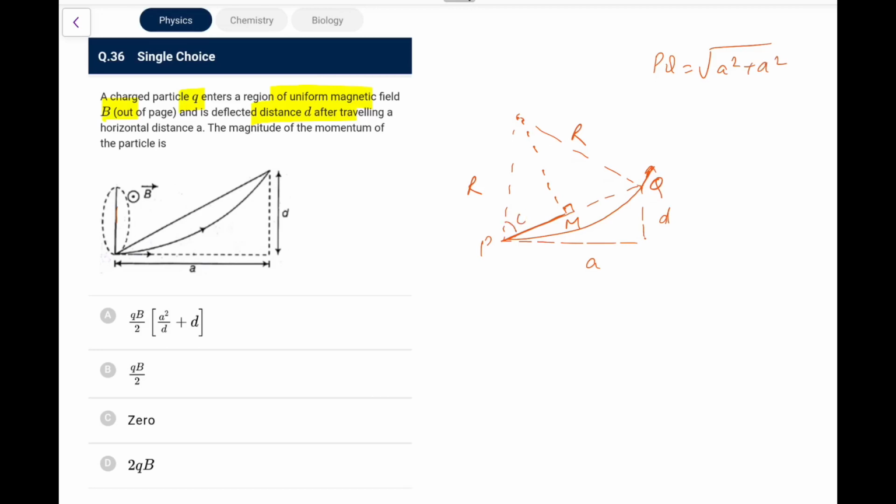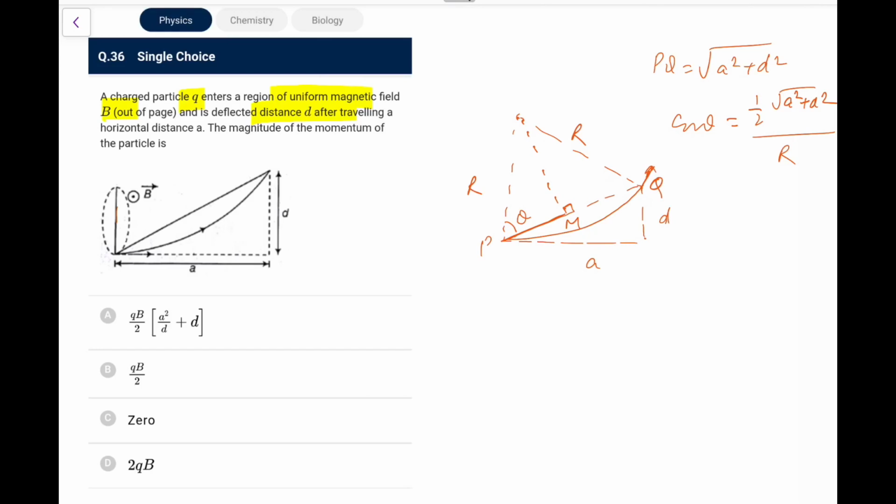And here, if I call this angle theta, I can write it as sine theta or cos theta. It would be cos theta better, because this is forming the base. So cos theta, this is PQ by 2, that is half of under root of a square plus d square divided by r. That is what I am getting. So I need to calculate this value of cos theta.